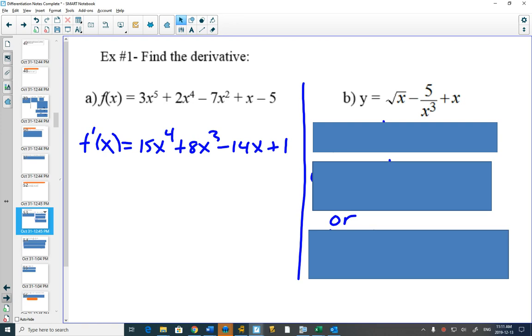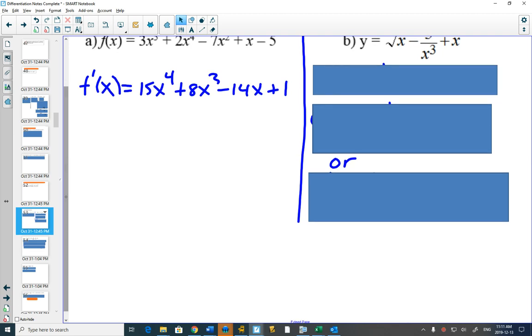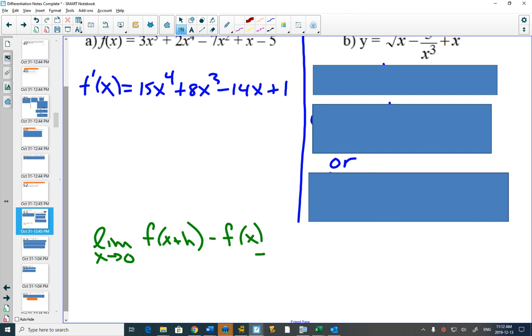Okay? Just to give you a sense of how much time we are saving right now with these shortcuts. This is our definition of the derivative. And yes, you will still have to solve some questions.